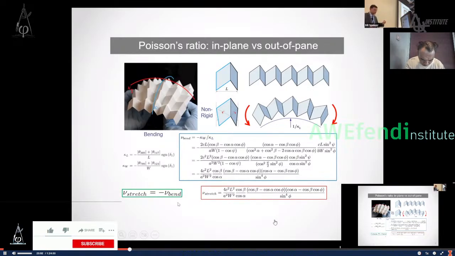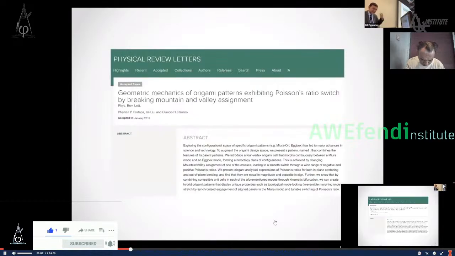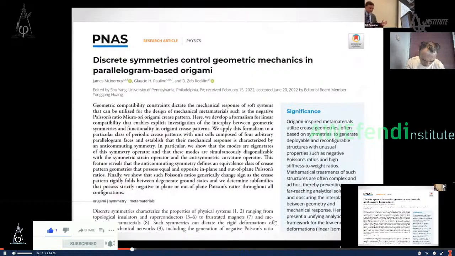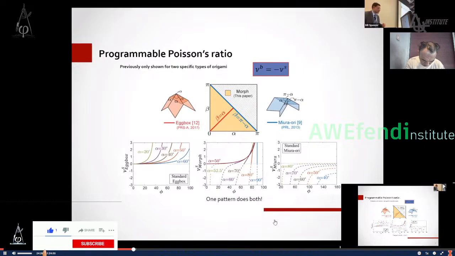So this is a tremendously elegant result that we have been trying to get a better and better understanding of. And some of these derivations that I have shown you can be found in a recent paper in PRL on geometric mechanics of origami patterns exhibiting Poisson ratio switch by breaking mountain and valley assignments. And recently, we summarized our understanding in this paper in PNAS on discrete symmetries that control geometric mechanics in parallelogram-based origami. Okay.